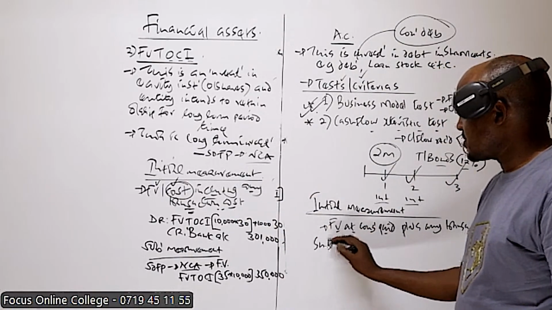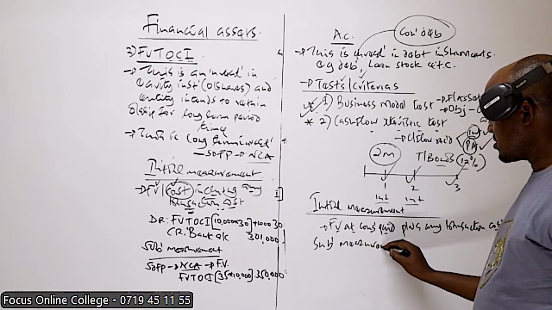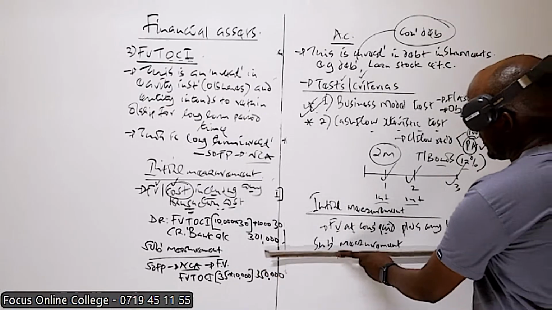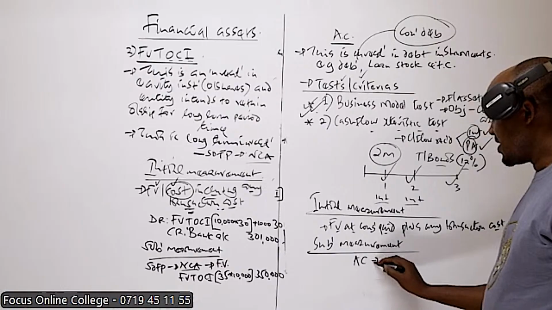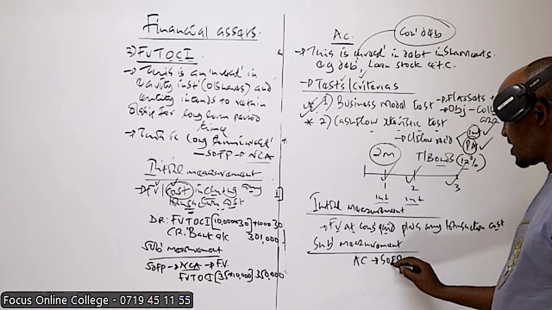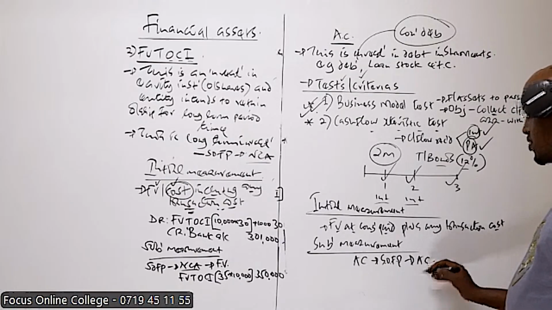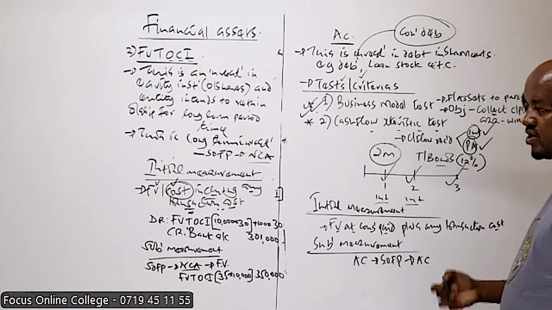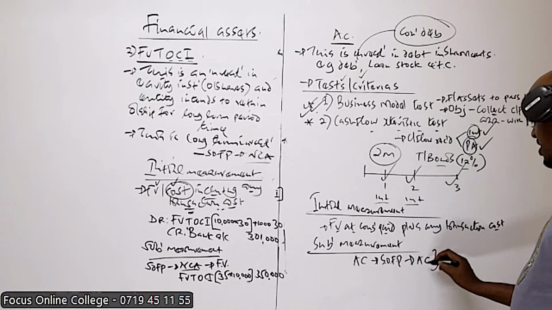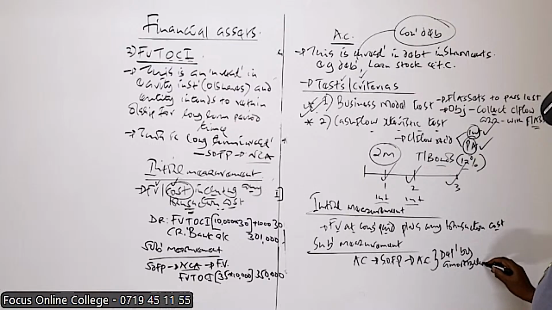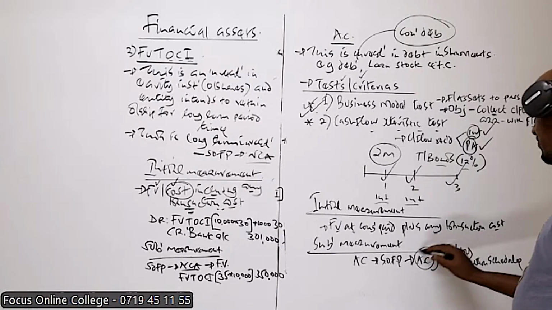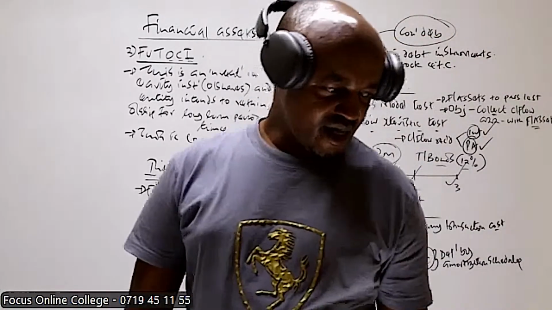So what about the subsequent measurement? This particular financial asset, at the end of each year, should be recorded in the company's statement of financial position at the amortized cost. This is determined by preparing the amortization schedule. So for us to determine the amortized cost at the end of each year, we must prepare the amortization schedule.